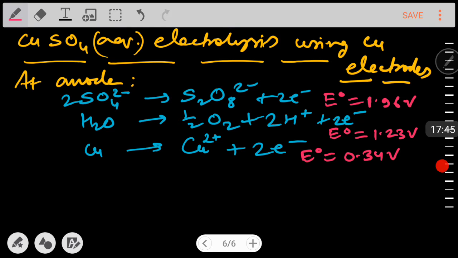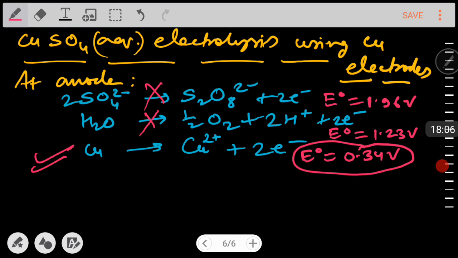If you compare the E naught values, you find that the E naught value of the last reaction is minimum, that is 0.34 volt, and at the anode the reaction with the least E naught value takes place with preference. So this reaction will occur with first preference and the remaining two reactions cannot take place. So you will get the product at the anode as Cu2+.